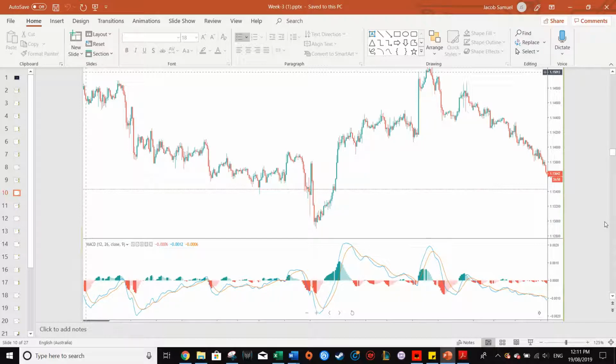I'll start with the bars. These red and green bars, you see this referred to as a histogram. And what does a histogram do? What's the definition of a histogram? What does a histogram do?